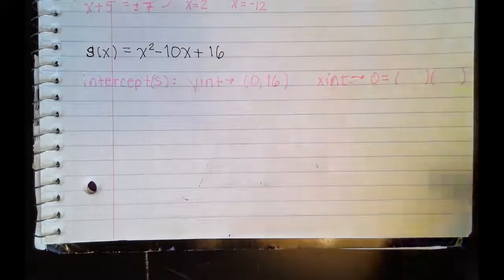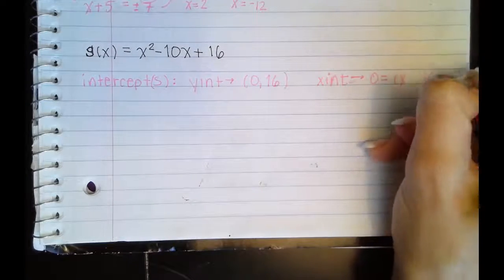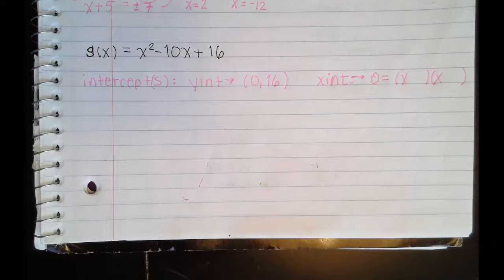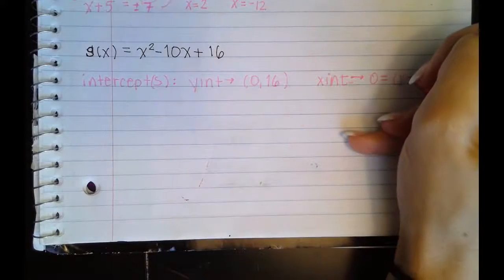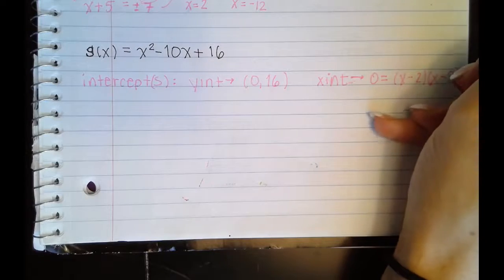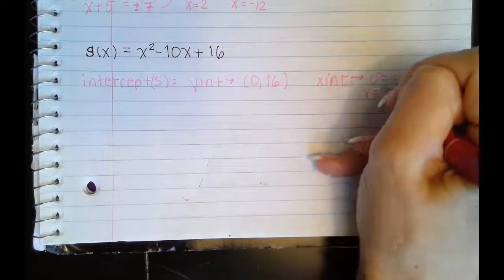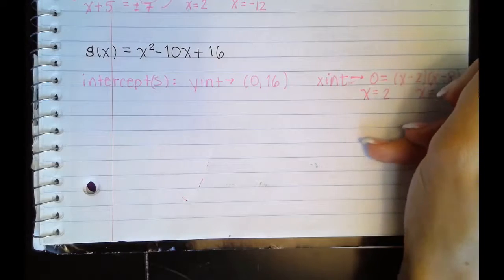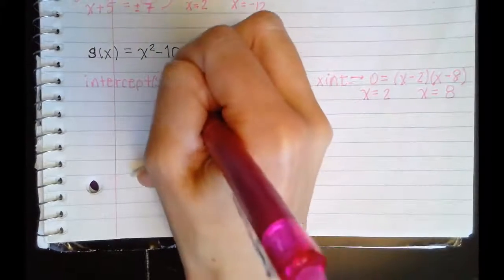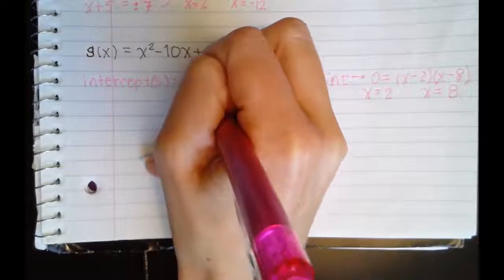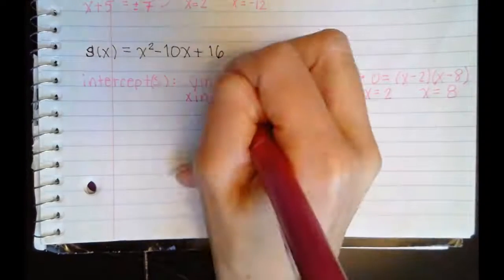Zero product property, I'm going to set each of these factors equal to 0. I get x is 2, and I get x is 8. So what does that tell me? My x-intercepts are going to be (2, 0) and (8, 0). So maybe you did quadratic formula, maybe you did completing the square, really up to you.